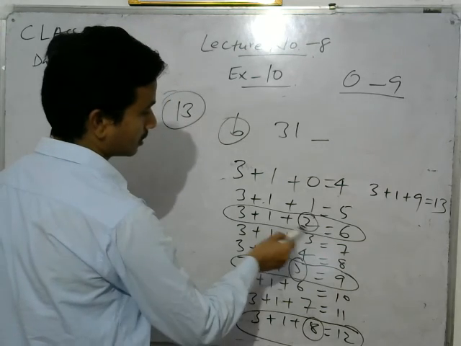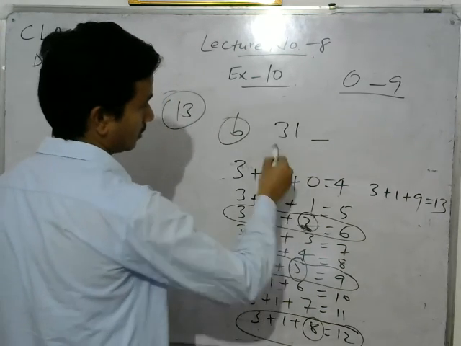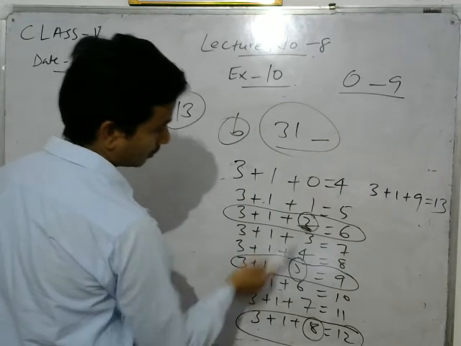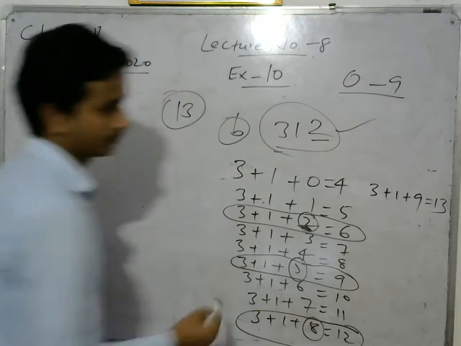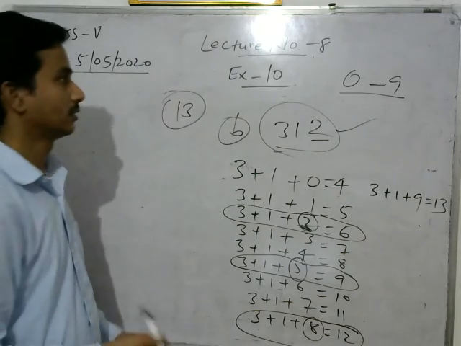So what is the smallest digit you can put so that this number will be divisible by 3? Out of 2, 5 and 8, what is the smallest? 2 is the smallest. So 2 is the answer. In this way you will solve this type of question.